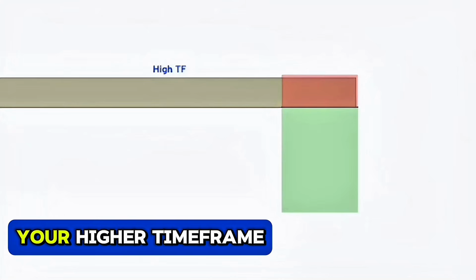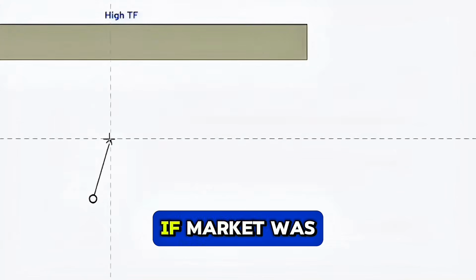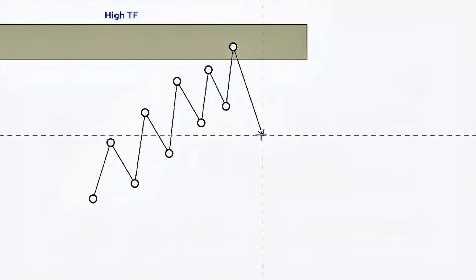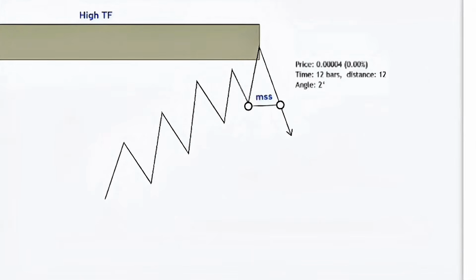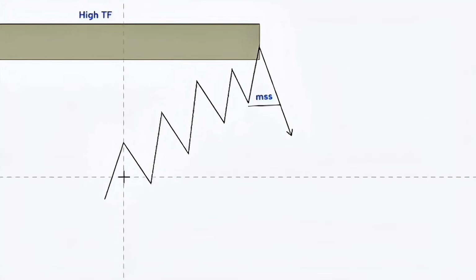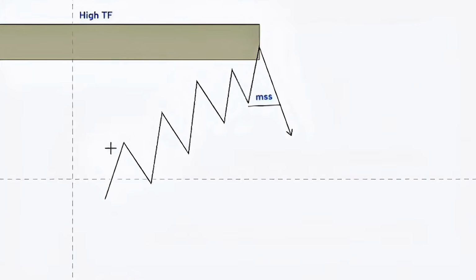As price reaches your higher time frame POI, move down to lower time frame and watch how the market reacts. If the market was making higher highs and higher lows, then suddenly breaks that structure and starts moving in the opposite direction, that is called a market structure shift, or MSS. Some traders also call it CHOCH, which stands for change of character. That shift tells you momentum is beginning to change.